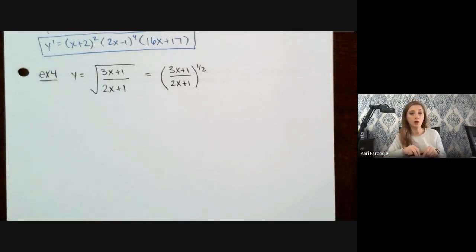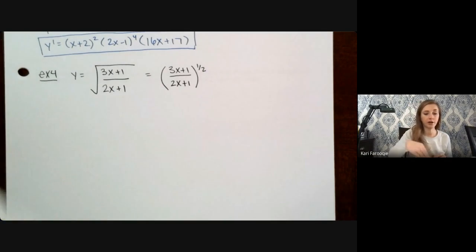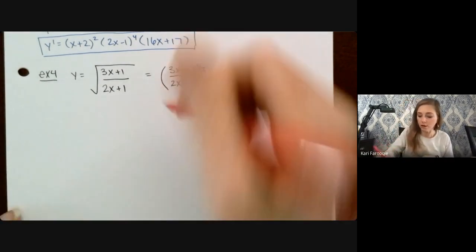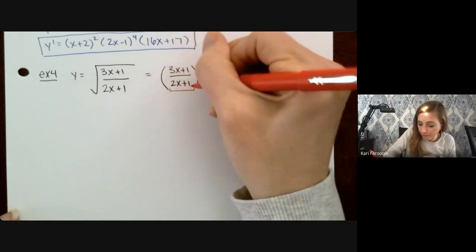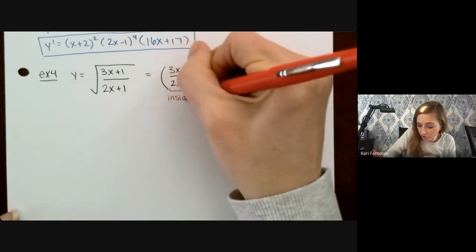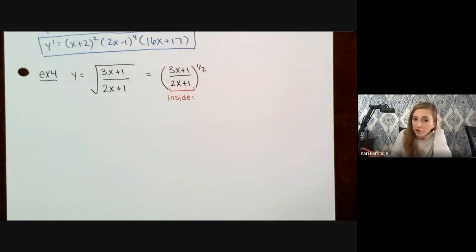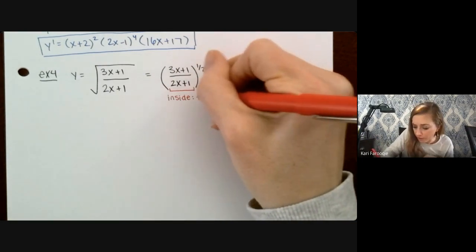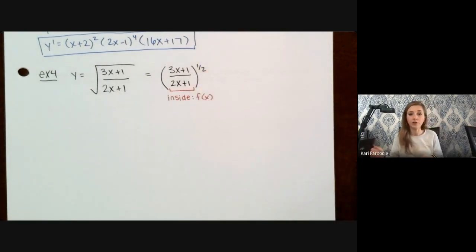Now, since we know we're going to have to do that, you might want to go ahead and label your inside function something like f of x maybe. I'm going to do that. So our inside function is just going to be this rational expression, 3x plus 1 over 2x plus 1. And I'm just going to go ahead right now and go through this step of finding its derivative. So let's call it f of x. And now to find f prime of x, we're going to need to use the quotient rule. And then we're going to go back and use the full chain rule.